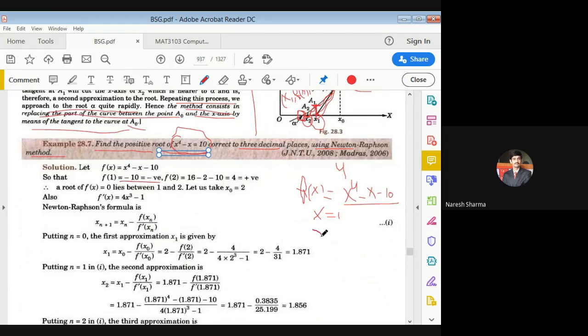Now you put x = 2 here. So 2 raised to 4 is 16. Minus 2, that is 14. Minus 10, that is 4. So that is positive.